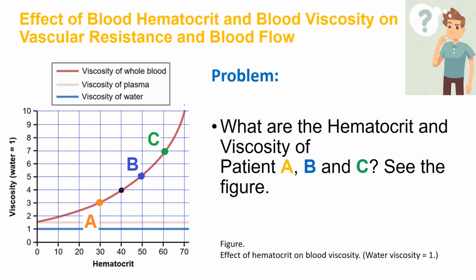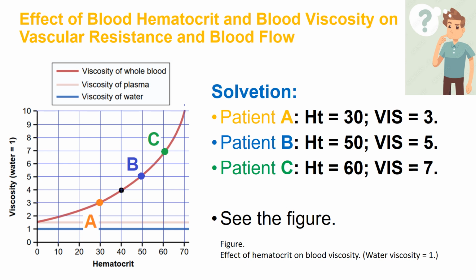Problem. What are the hematocrit and viscosity for patients A, B, and C? See picture. Solution. Patient A, hematocrit equals 30, blood viscosity equals 3. Patient B, hematocrit equals 50, blood viscosity equals 5. Patient C, hematocrit equals 60, blood viscosity equals 7.